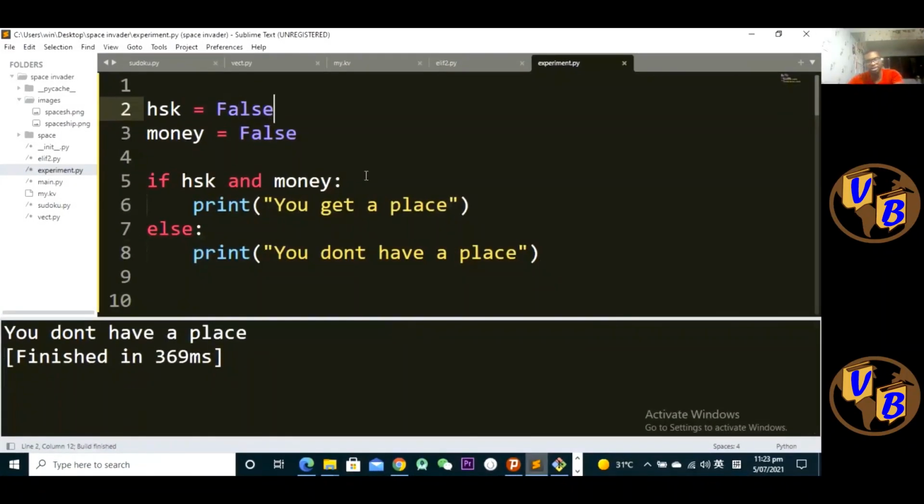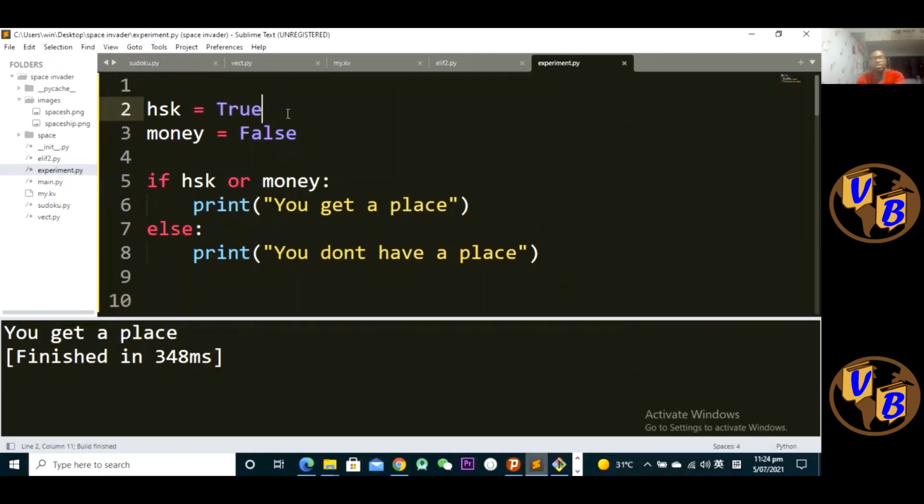However, let's say this school realizes that most of the students have HSK but don't have the money, and some have the money and don't have an HSK, and so they come to a decision that they should at least find someone with just one of these qualifications. So how they represent this in code is they have to use the OR Boolean operator. So if you have HSK or money, then you can get a place. Now if one of these is true, then obviously they're going to get a place.